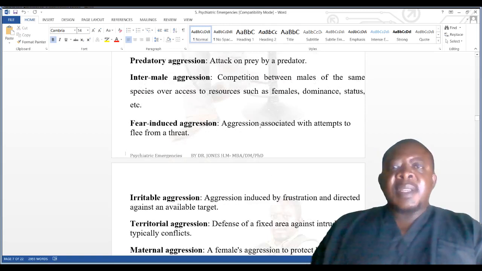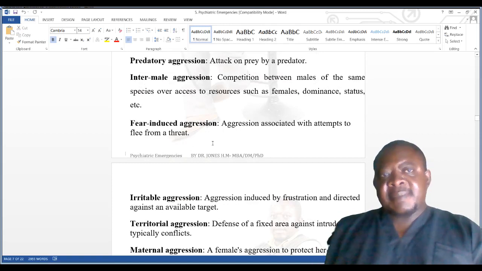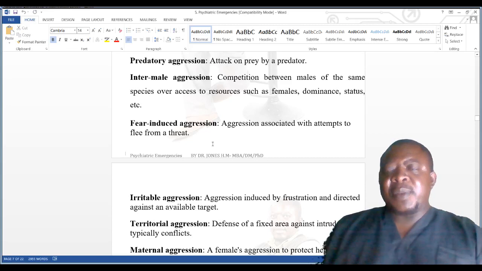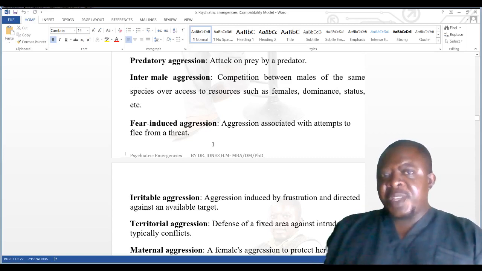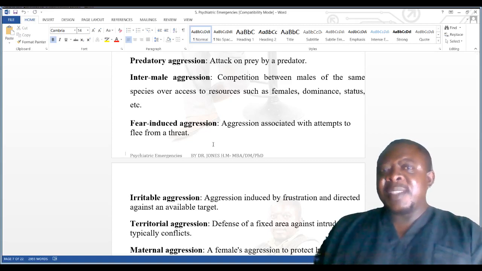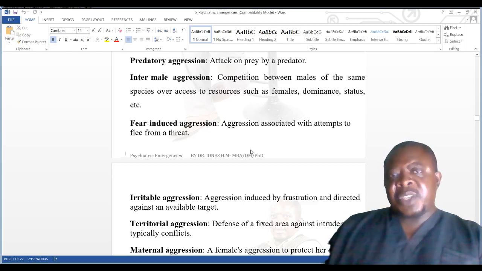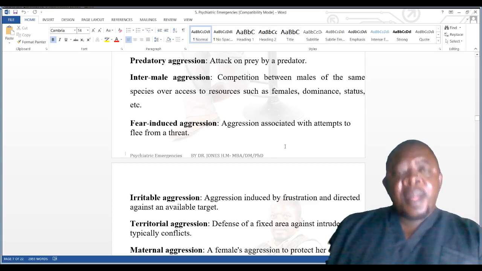Then we have fear-induced aggression. This is aggression associated with attempts to flee from a threat. It is the aggression you have because fear has been provoked within you, so that you can flee from this uncomfortable situation.